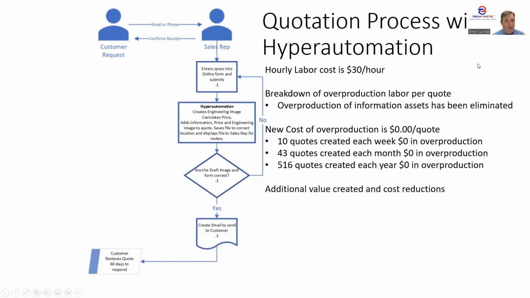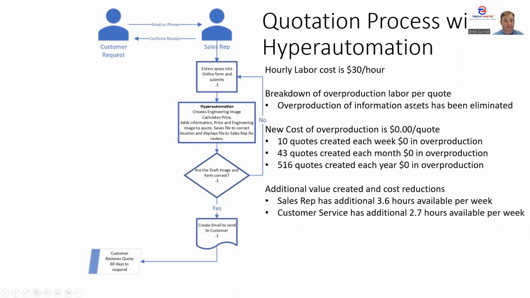So additional value we have created in the cost reductions is now the sales rep has an additional 3.6 hours available per week that they can use to network. They can use to build that customer relationship. They can use it for another sales meeting. 3.6 hours, that's a nice chunk of time that I'm sure a sales rep would appreciate to be calling on their clients. The customer service rep has an additional 2.7 hours available per week. So now they're able to better service your customers.